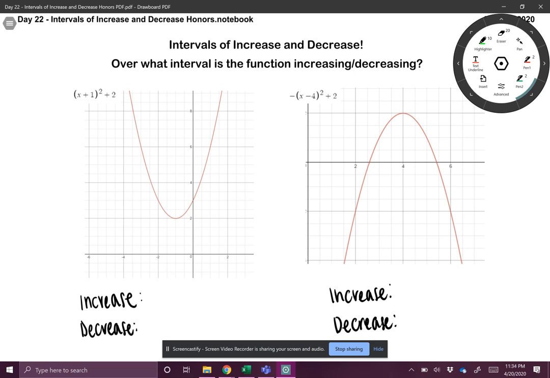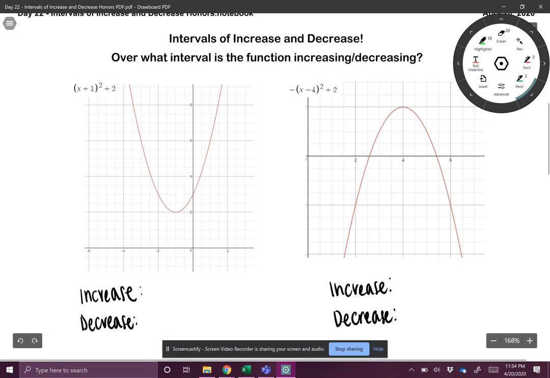So when I look at my graph and I'm reading from left to right, I notice that my graph initially is decreasing. So I'm going to color that in red until I hit my vertex here. Once it hits the vertex, my function increases. Let's look at the other function. Again, I know it's quadratic because it's that U-shaped curve, and because I see a squared in the function. But this time, I notice as I read left to right, my function is increasing again to the vertex, and then it begins to decrease.